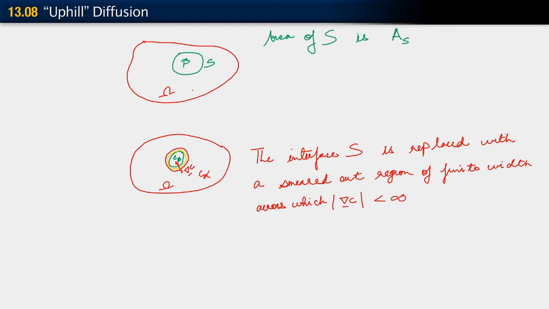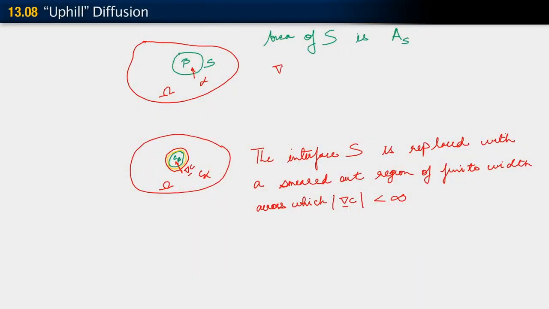On the other hand, in this sort of a picture, if things change from C alpha to C beta suddenly, there would be a discontinuity in concentration between alpha and beta across that sharp surface. And in this case, we would pick up the norm of gradient C is unbounded.